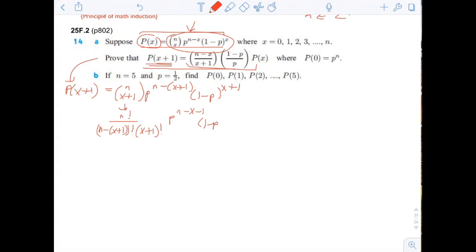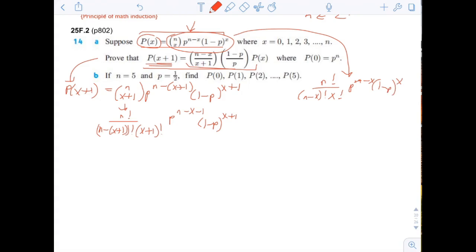1 minus p to the x plus 1. And let's just check out what this looks like. If we break down the n choose x, what does that look like? n factorial over n minus x factorial and x factorial, times p to the n minus x, times 1 minus p to the x.